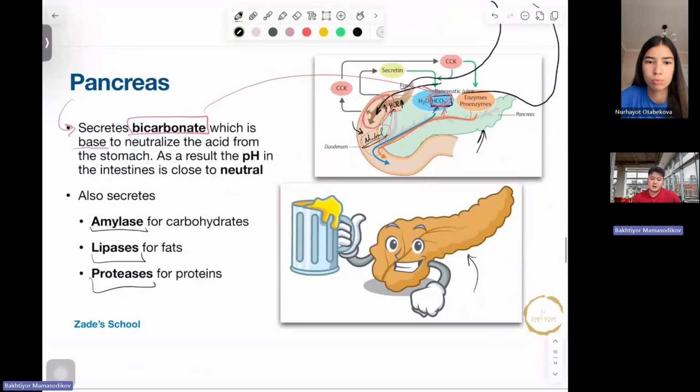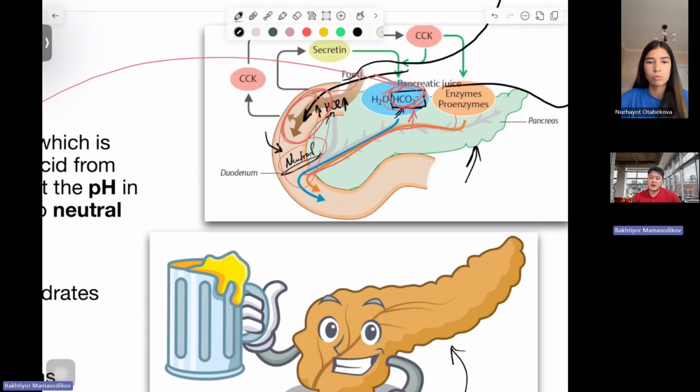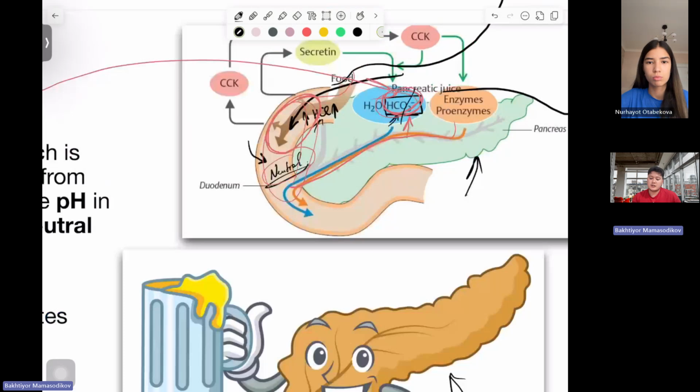So pancreas, let's count all the secretions of the pancreas. Pancreas secretes exocrine secretions: amylase, lipase, proteases. We talked about this in the previous lecture. And also it synthesizes hormones. We talked about the glucagon and insulin. And also it synthesizes the bicarbonate. Okay, so this is the bicarbonate.